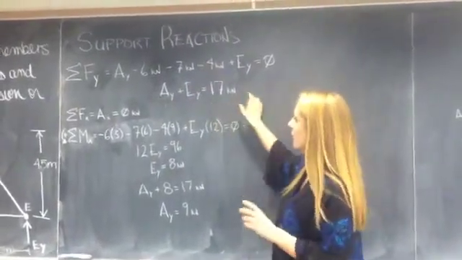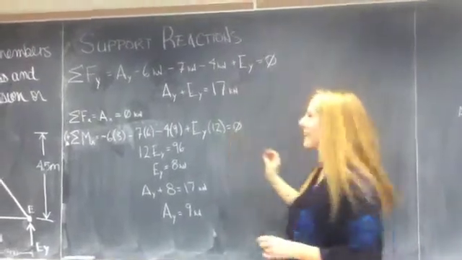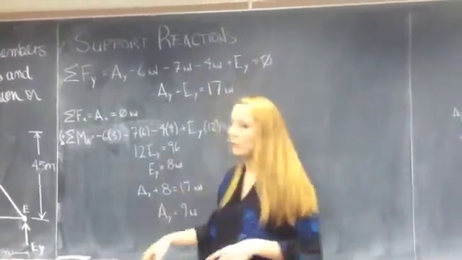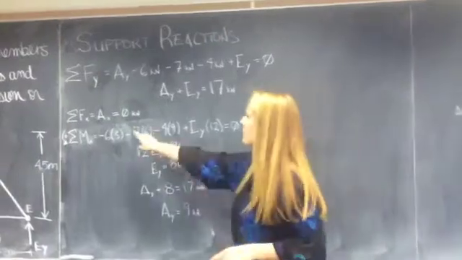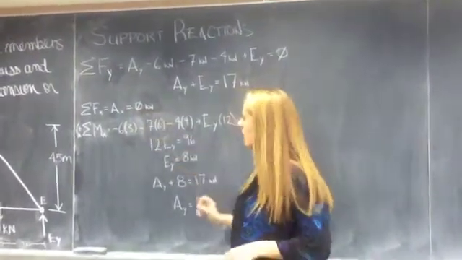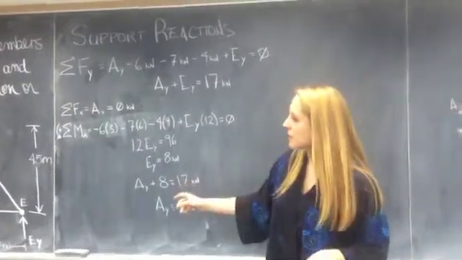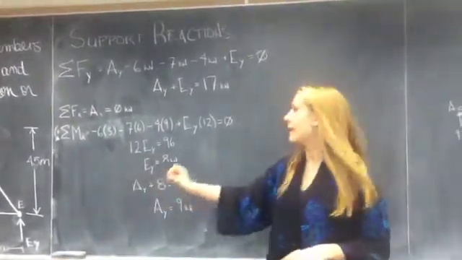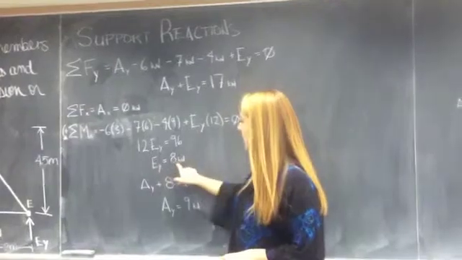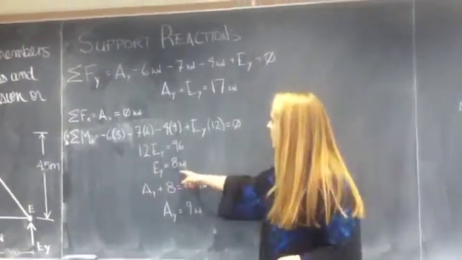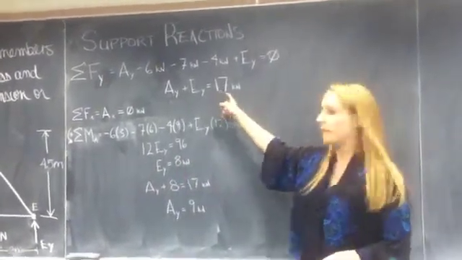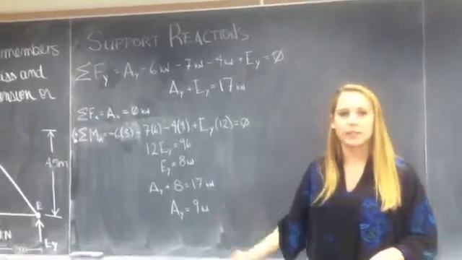a function. And then we do the sum of the forces in the X direction, and we find that AX is equal to 0 kilonewtons. And then finally we do the sum of the moments at point A, and then we find that EY is equal to 8 kilonewtons. So then putting that back into the first function, we find that AY is 9 kilonewtons.